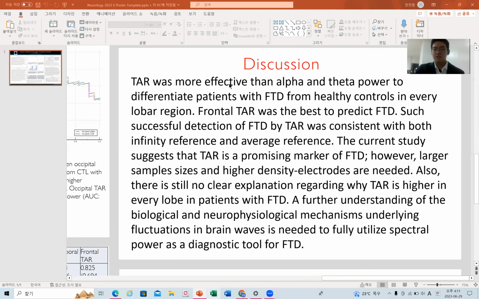So in the discussion, I found that the theta and alpha ratio was more effective than separate alpha and theta spectral power to differentiate patients with FTD from healthy controls in every lobar region. Especially the frontal theta and alpha ratio was the best to predict the probability of FTD. Such successful detection of FTD by theta and alpha ratio was consistent with both infinity reference and average reference. So this might compensate for some weak approximations of the low density electrodes.